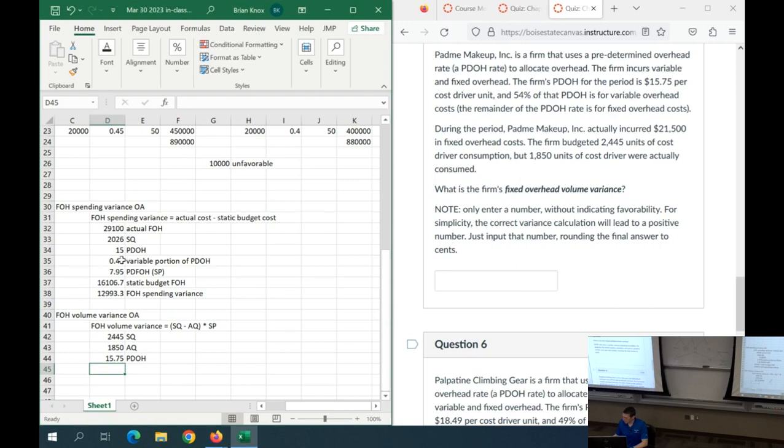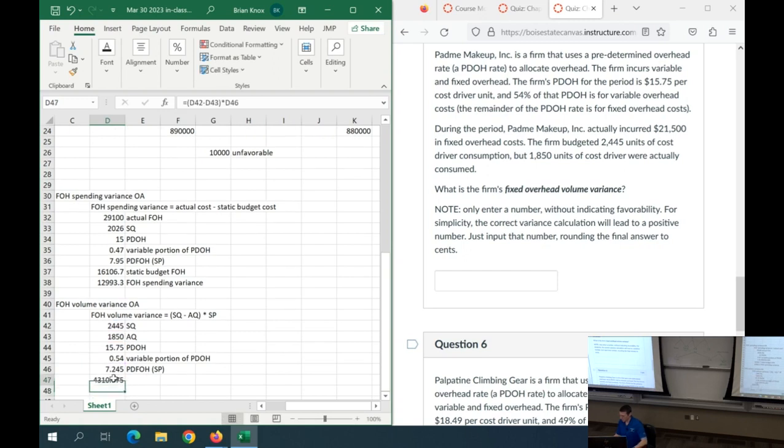Our variable portion, let's grab this, is 0.54, 54%. And so with the same equation as before, our PDOH times the fixed portion, which is 100% minus the percent that's the variable portion, gives us our PDFOH, or the standard price. So now I'm going to put standard quantity minus actual quantity times the PDFOH. So that should be our volume variance.